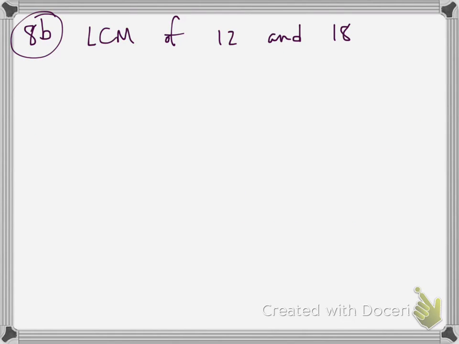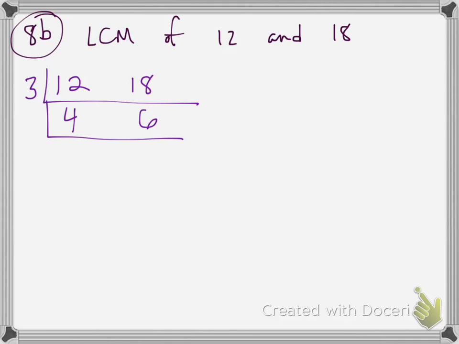8b says, what is the LCM, or least common multiple, of 12 and 18? Least common multiple problems we solve very similarly. We set up our ladder for 12 and 18. And again, maybe you thought of 3. How many times does 3 go into 12? It goes in 4 times. How many times does 3 go into 18? It goes in 6 times. Is there anything that goes into 4 and 6? Yes, 2. 2 goes into 4 2 times. 2 goes into 6 3 times. Is there anything that goes into 2 and 3?